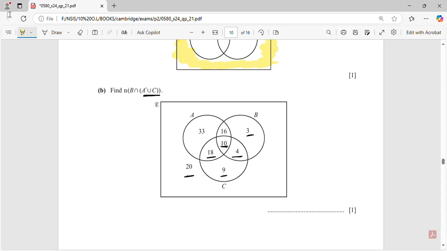Which of these numbers intersect with B? Let's think. This is the first number intersect with B. This is the second number intersect with B. This is the third number intersect with B. So I have three numbers, which are 10, 4, 3. So 10 plus 4 plus 3 is equal to 17. You understand it? So it will be 17. Be careful of this one.